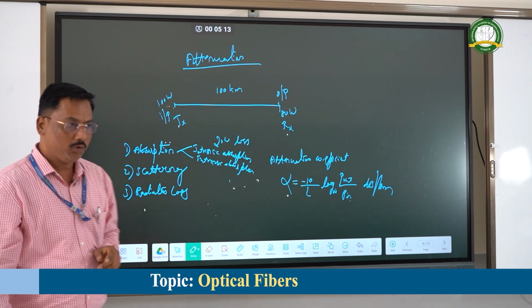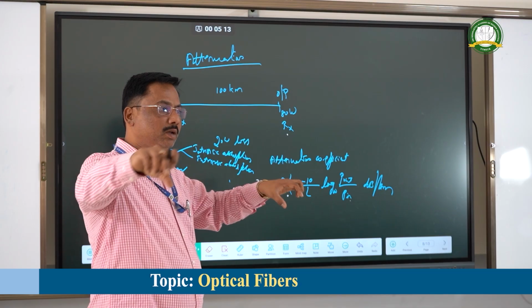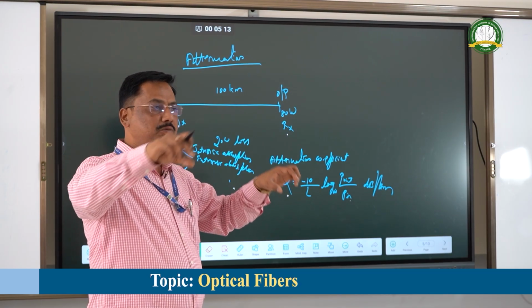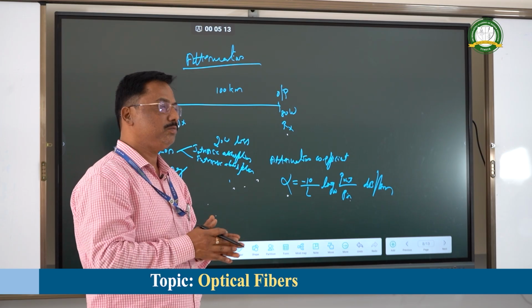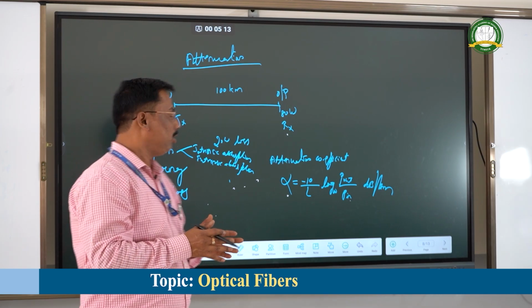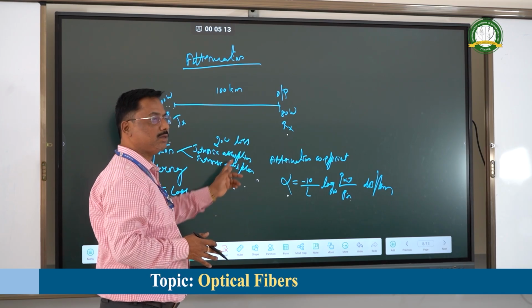First we should know what absorption is. Absorption means that when a light signal is propagating along the optical fiber, the absorption of the photons takes place. That is called absorption of light. There are two types of absorption: one is intrinsic absorption, another one is extrinsic absorption.